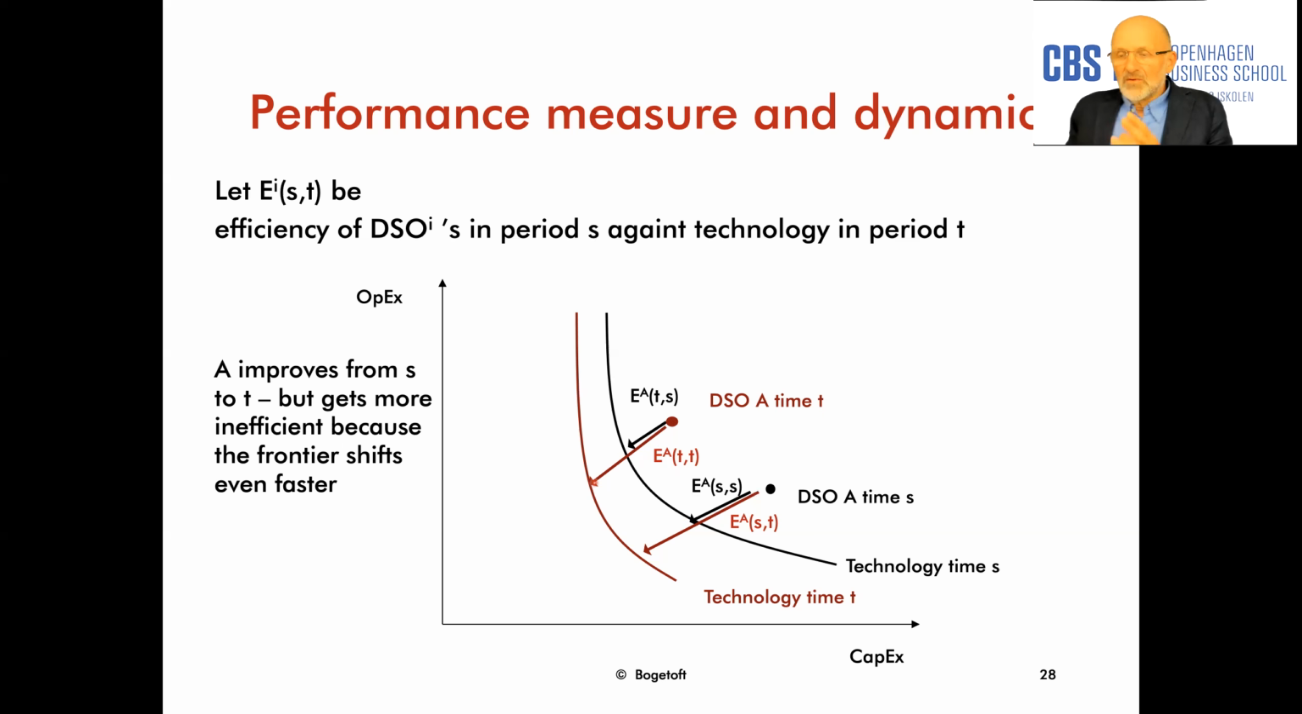And this is what we'll try to capture using various indices. That is, how does my behavior change, and how can we decompose my score into something that is related to my relationship to a given frontier and to a shift in the frontier.